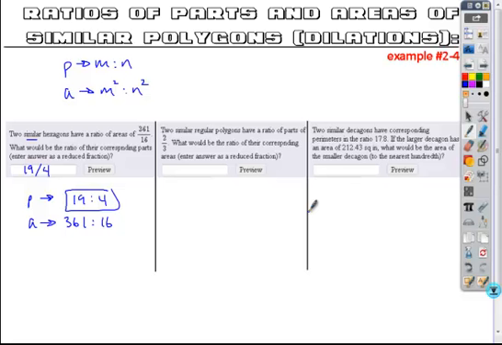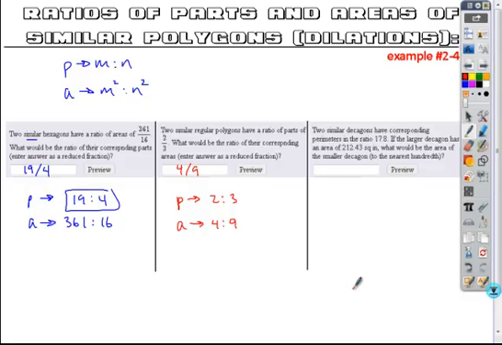Okay, I want you to try this second one here on your own really quickly. You should be able to answer it almost instantaneously, but just read through it, figure out what the corresponding areas would be if these are similar polygons. So they tell you that the ratio of parts is 2 to 3. That means the ratio of their areas is going to be what? 2 squared to 3 squared. So 4 over 9 would be your answer.